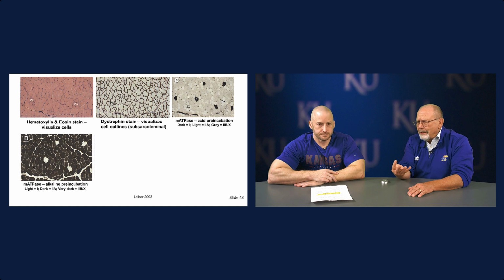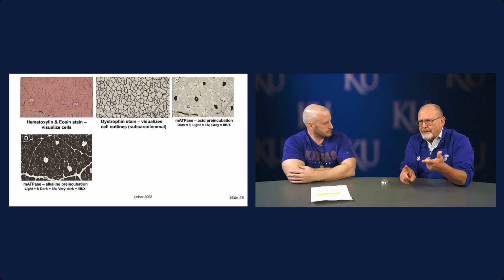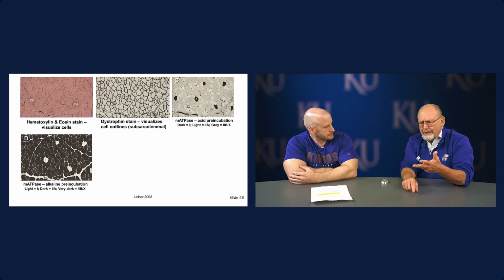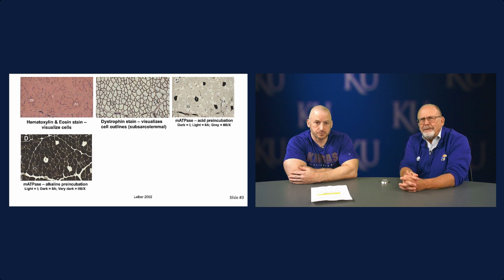One thing to keep in mind is that different ways of staining use different names. You'll hear fast twitch, slow twitch. You'll hear red and white. You'll hear fast oxidative, slow oxidative, fast oxidative glycolytic, fast glycolytic. There are all these different names, but it's based on how they're stained, and they're not exactly identical because they're measuring different things. We'll see some examples in a minute.